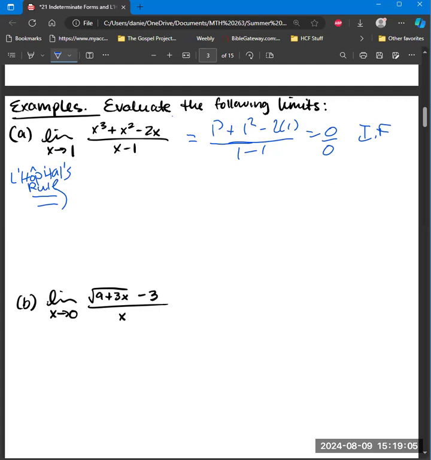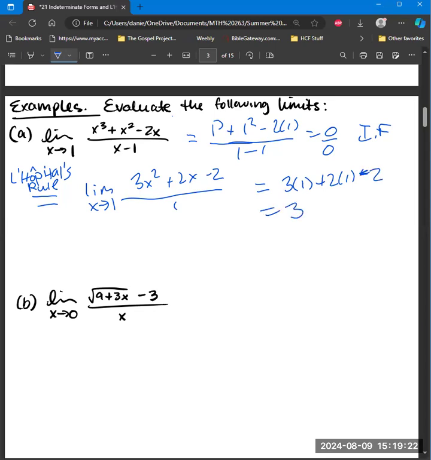We're going to get the limit as x goes to 1 of 3x squared plus 2x minus 2 over 1. And that's going to be 3 times 1 plus 2 times 1 minus 2, which is going to be 3. That's our answer.